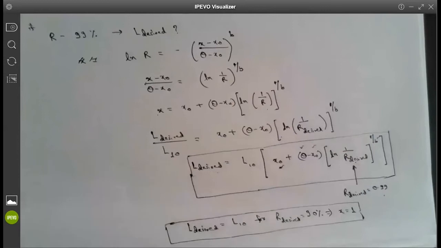Let me know if you are agreeing to this much or following it this much. If not, I will try to explain it. Please let me know. Is everybody with me so far? Yep. Any questions from anybody? None so far.